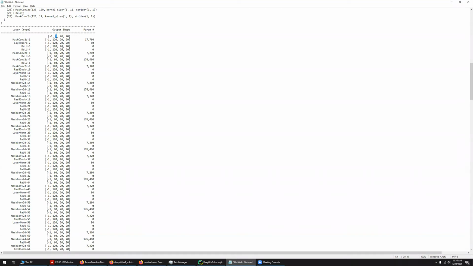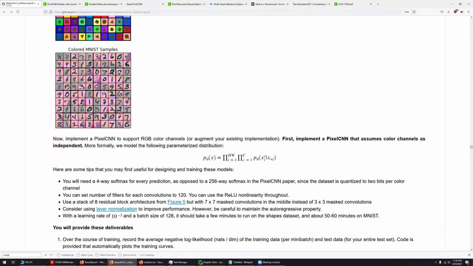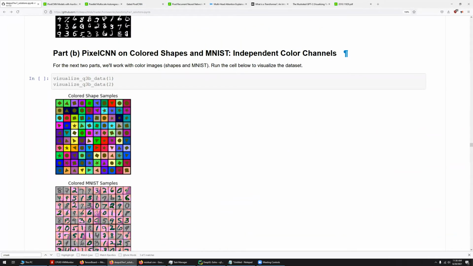And so this satisfies the requirement that they're independent color channels. The green doesn't know what the value of the red is. The blue doesn't know the value of green. So all three of them are completely independent.